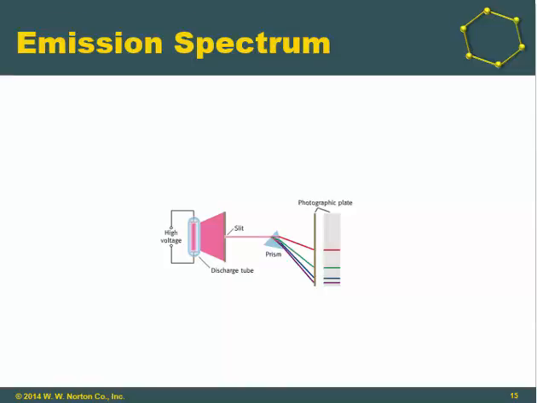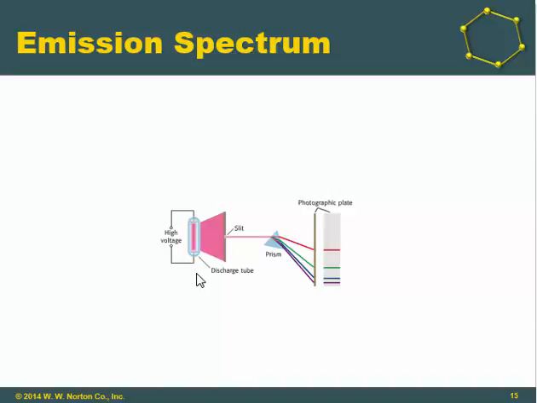We're going to look at the difference between emission spectrum and absorption spectrum. These spectra are an important part of how scientists figured out the electronic structure of an atom, or how electrons sort of exist in an atom. So this is a graphic of how we get emission spectrum.